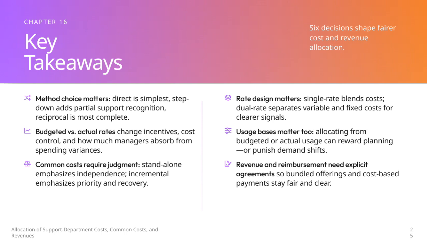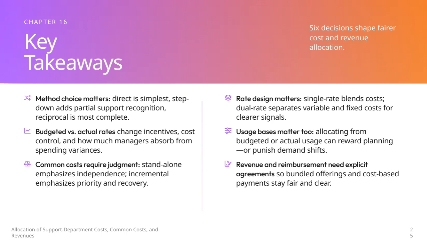Then, rate design plays a big role too. A single rate approach blends all costs together, whereas a dual rate method separates variable and fixed costs, providing clearer signals for decision-making. Next, whether you use budgeted or actual rates affects incentives and cost control, as well as how much managers are responsible for spending variances. The basis for usage also matters. Allocating based on budgeted or actual usage can either reward good planning or penalize unexpected changes in demand.